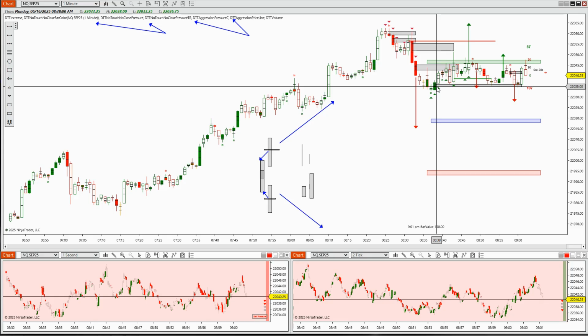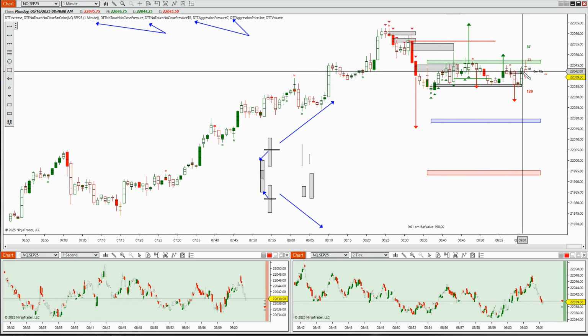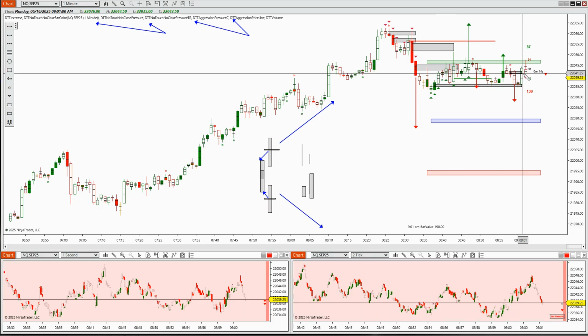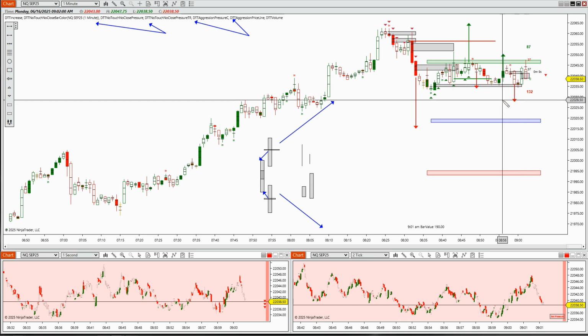So they haven't broken this trend yet. Now, if they're going to stay up, I would prefer them not to get past this threshold here on this bar. I think if they come back down here, we may have a problem.